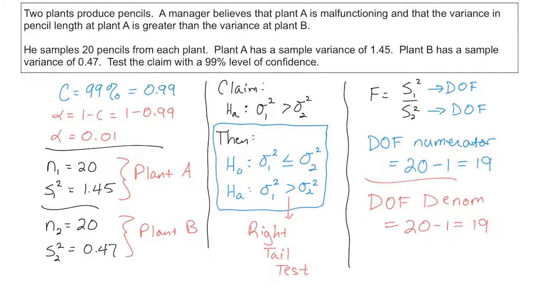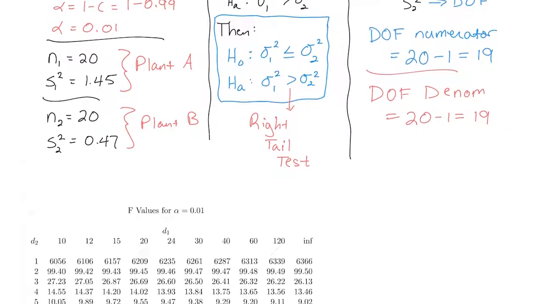So remember, when we use the F distribution table, all we needed to know was the level of significance of our problem, the degree of freedom of the numerator here, which is 19, and the degree of freedom of the denominator here, which is also 19. So now we have enough information to construct the rejection region and finish solving the problem. So let's go ahead and scroll down here and take a look at this table.